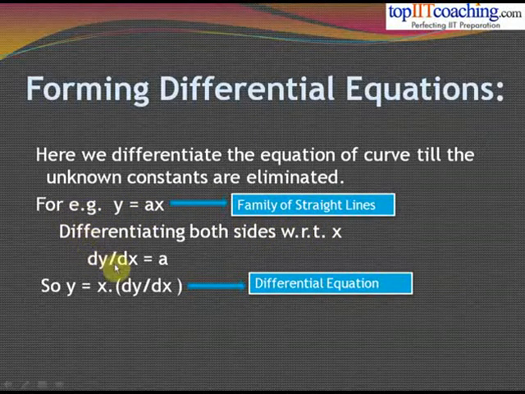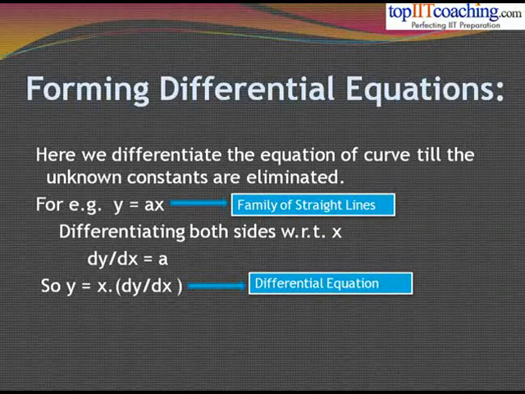So dy by dx would be equal to a. Now we know the value of a, which is dy by dx. We substitute this value over here to get y equal to x times dy by dx, and hence this is a differential equation. So the differential equation of the family of straight lines given by the equation y equal to ax is y equal to x times dy by dx.